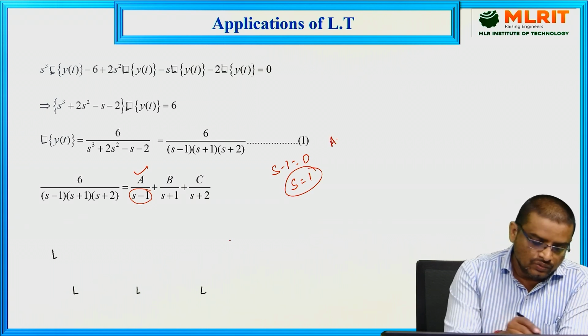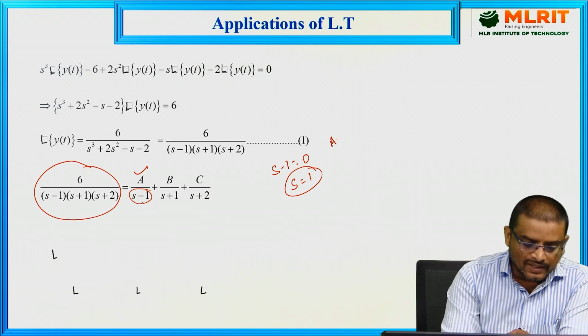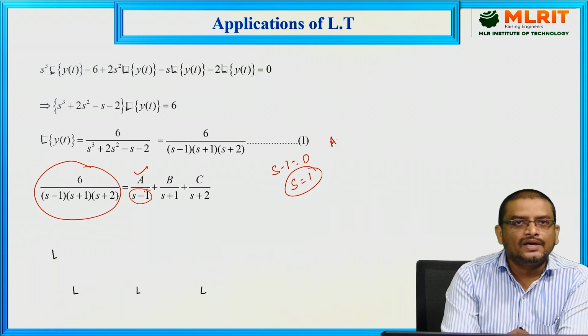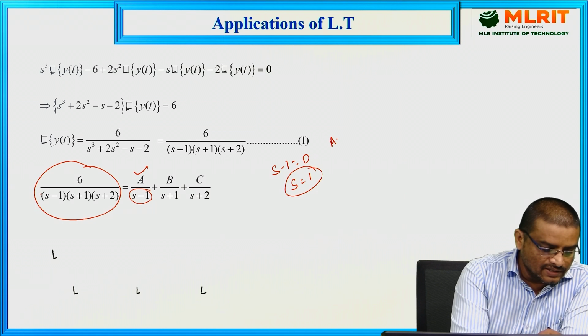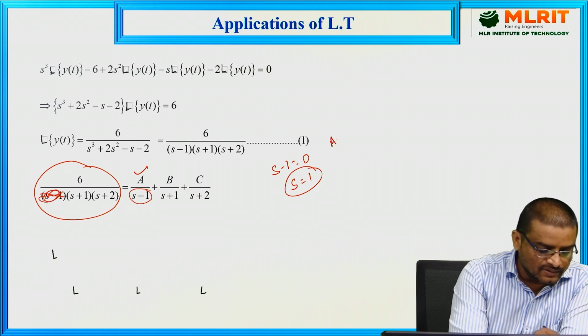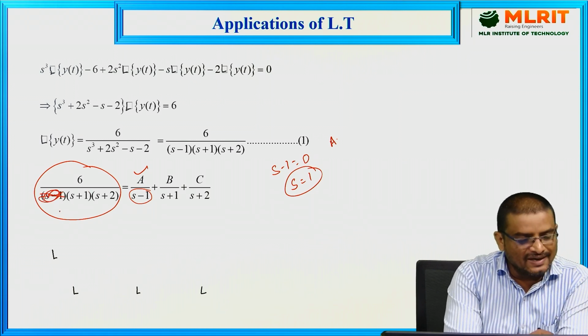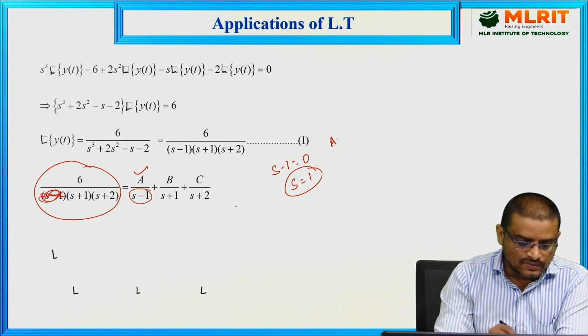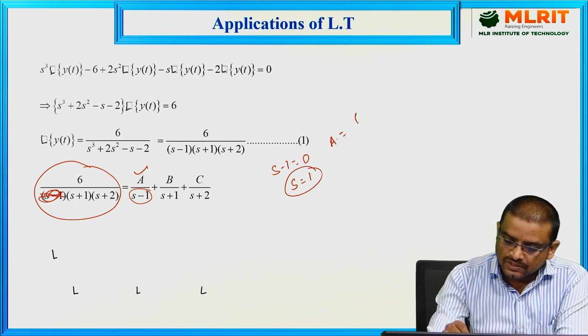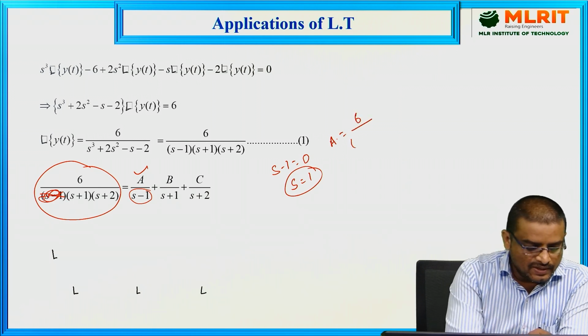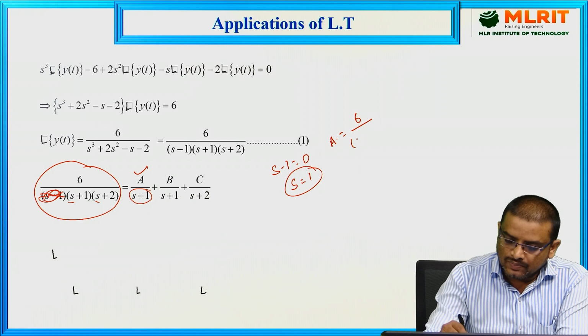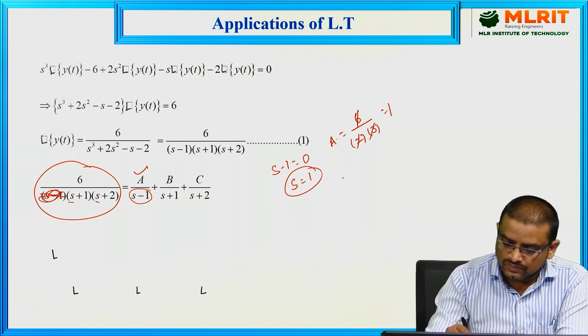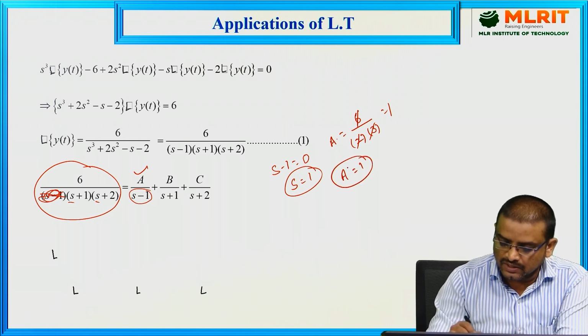Go to the LHS part. Whatever factor we have under the denominator of a, neglect that factor on the LHS, and in the remaining function after neglecting s minus 1, substitute s is equal to 1. So you will get 6 by, replacing s with 1, 1 plus 1 which is 2, 1 plus 2 which is 3. So you will get this value is equal to 1, so a is equal to 1.